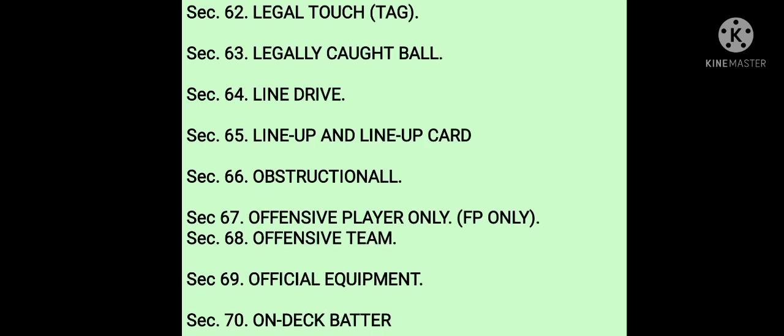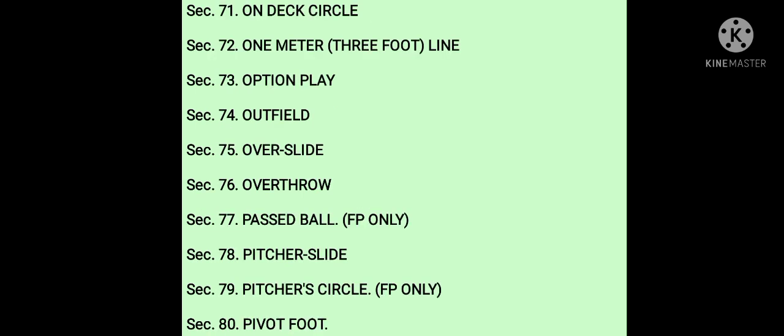Section 62. Legal touch tag. Section 63. Legally caught ball. Section 64. Line drive. Section 65. Line up and line up card. Section 66. Obstruction. Section 67. Offensive player only. Section 68. Offensive team. Section 69. Official equipment. Section 70. On deck batter. Section 71. On deck circle.